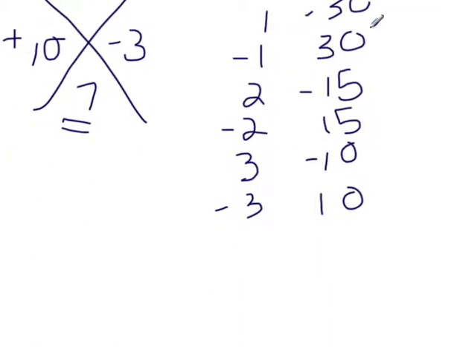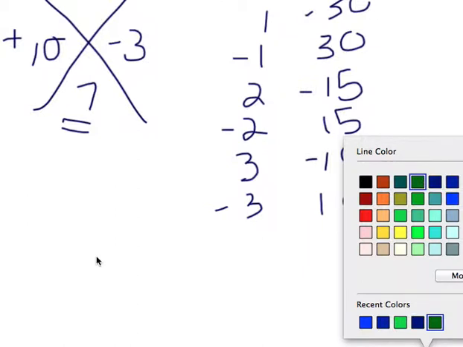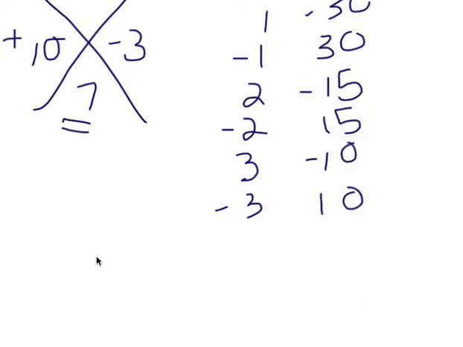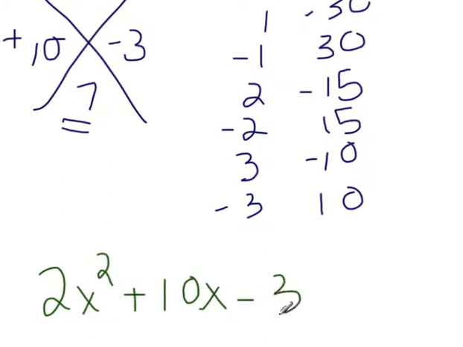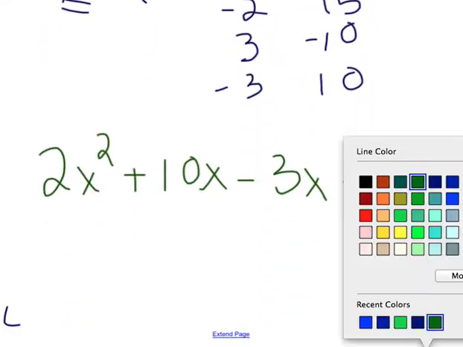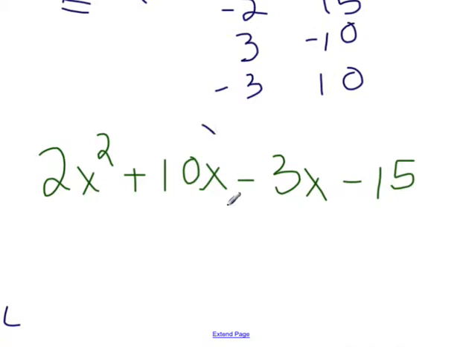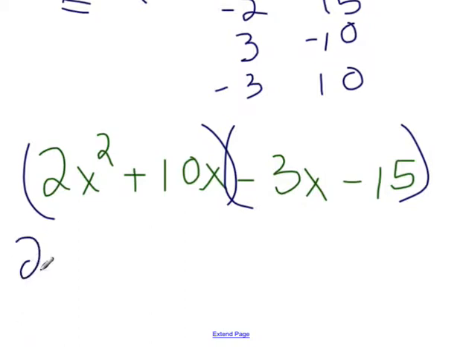So now we're going to rewrite this quadratic, and we're going to split up that middle term. So I have 2x squared. Now, instead of writing 7x, I'm going to write 10x, then minus 3x, and then minus 15. So now I'm ready to factor by grouping. So I'm going to make my groups here and here. Between 2x squared and 10x, I can divide out a 2 and an x. And then I'm left with x plus 5 when I do that.